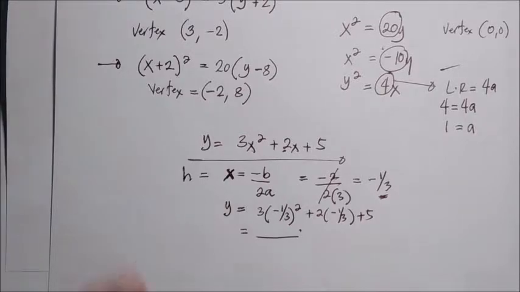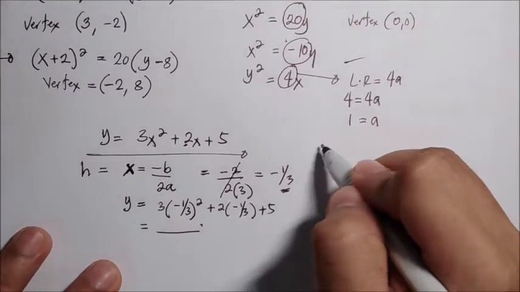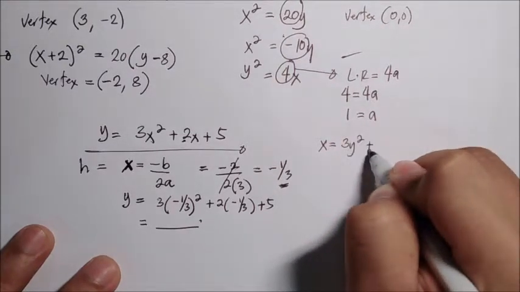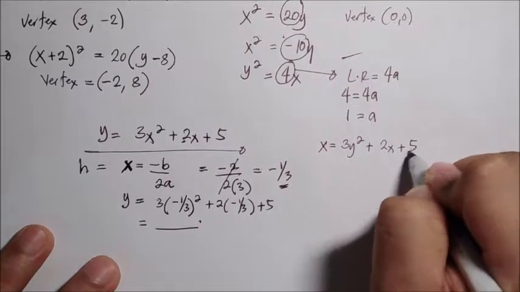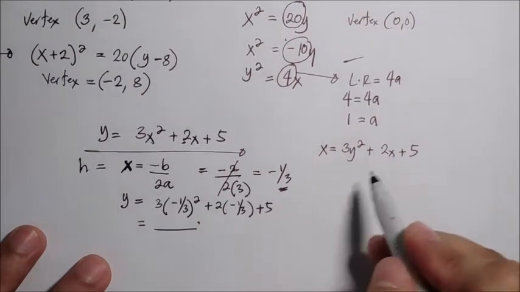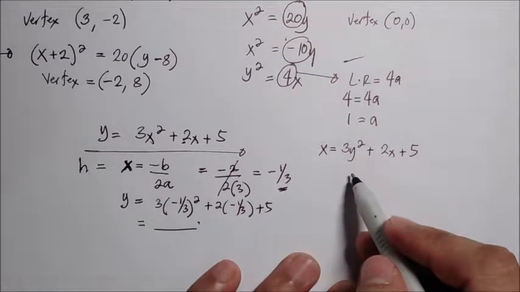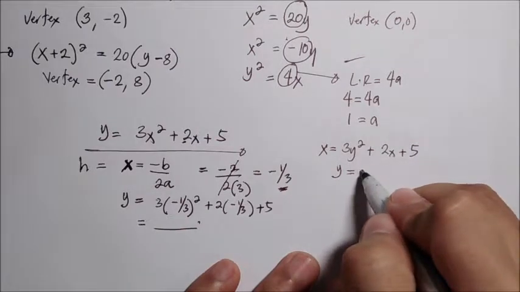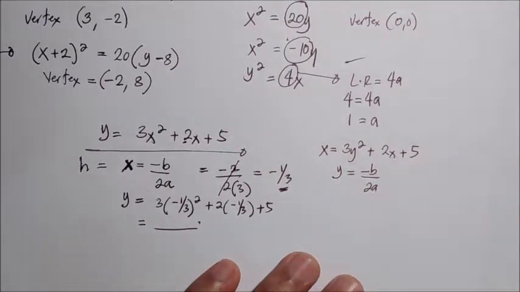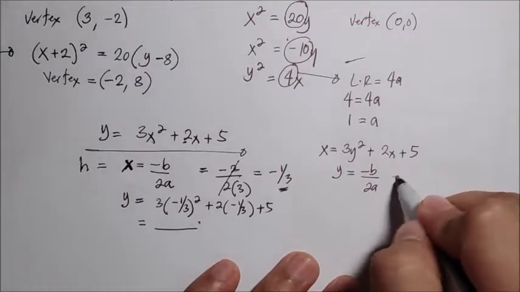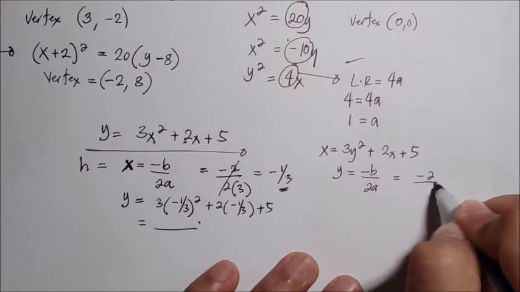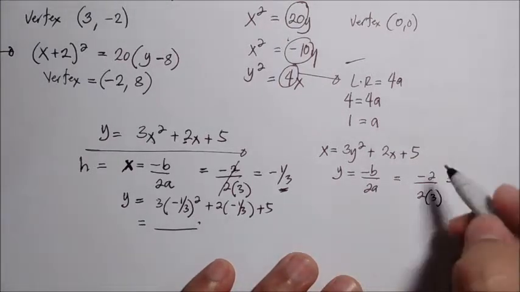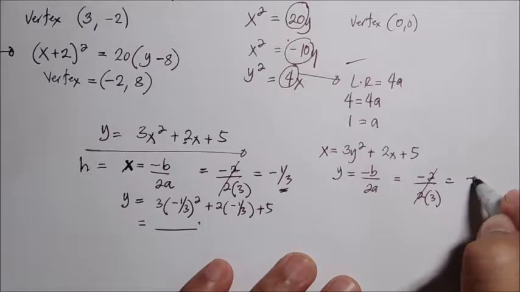Okay, if for example your equation is in terms of, for example, x is equal to 3y squared plus 2y plus 5. Okay, this is also the equation of a parabola. Your y here would be equal to negative b over 2a. So negative b will be negative 2 over 2 times 3, and your y will be negative 1/3.